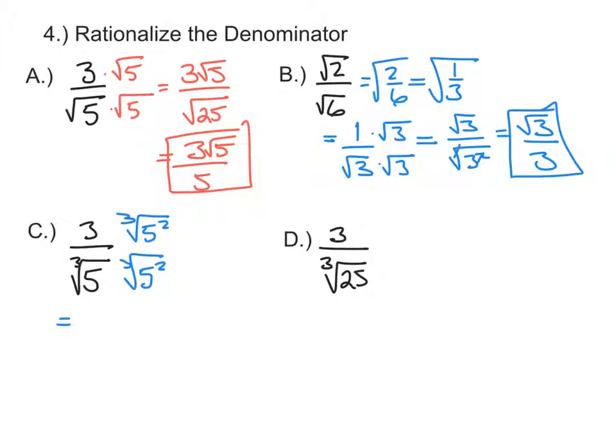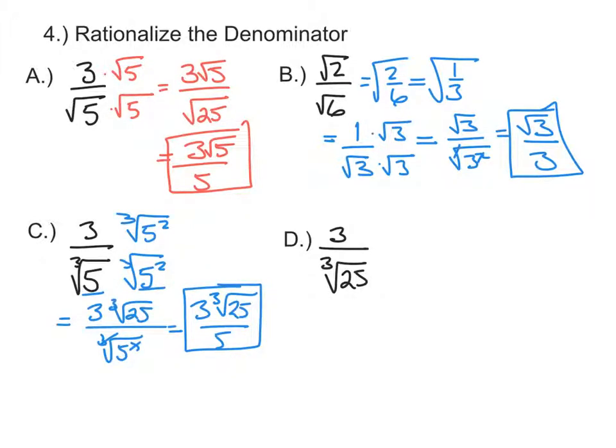In the numerator, that will simplify to 3 times the cubed root of 25. But in the denominator, we'll have the cubed root of, there's 1 5, and 2 more makes 5 cubed. Cubed and the cubed root cancel, and that will simplify to 3 cubed root of 25 over 5.